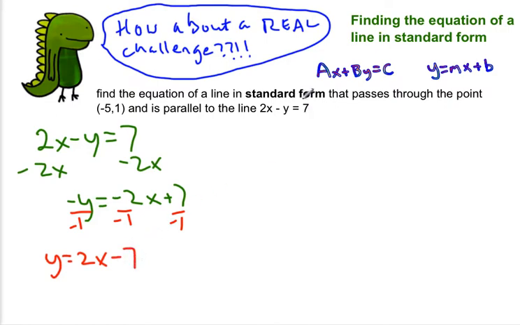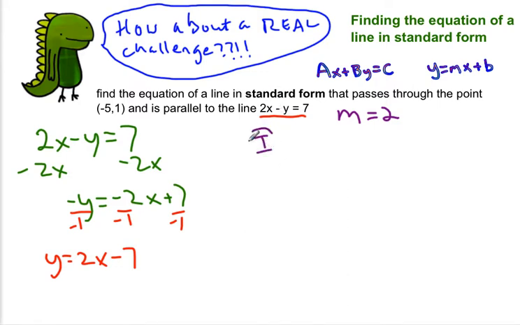So that is the equation of the line that we are given in slope-intercept form, which means the slope that we are now working with is 2. Since they are parallel lines, they have the same slope. We'll check it out. We've got a slope and we have a point. We know how to find the equation of that line now. So we substitute in, right?